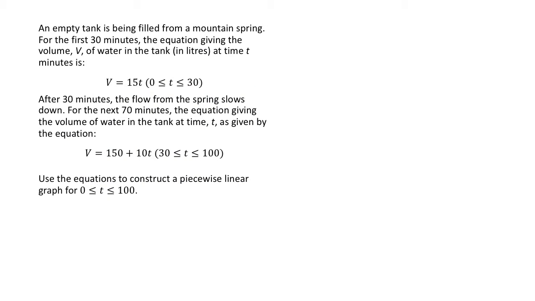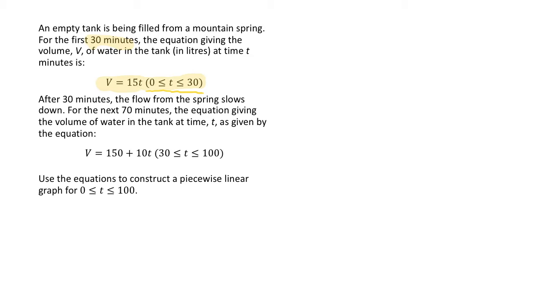In this example, we're told that an empty tank is being filled from a mountain spring. For the first 30 minutes, the equation given for the volume V of water in the tank at time t minutes is V equals 15t. That means it is filling at a rate of 15 liters per minute for the first 30 minutes. The domain for that equation is t between 0 and 30, which means that time is between 0 and 30 minutes.